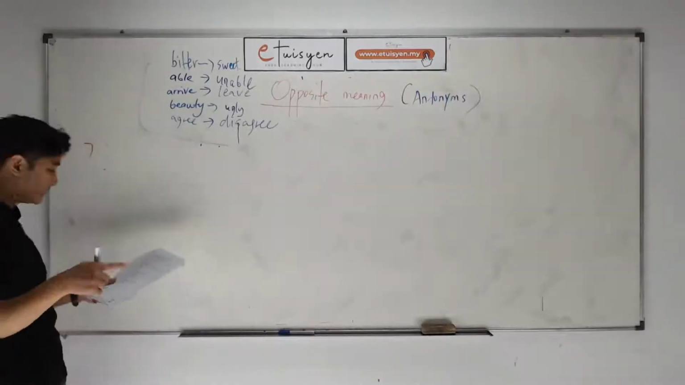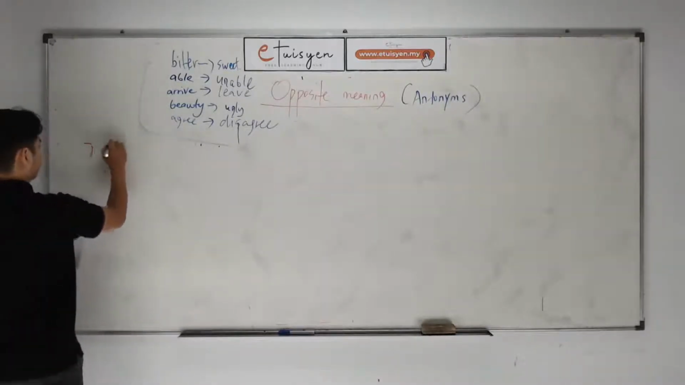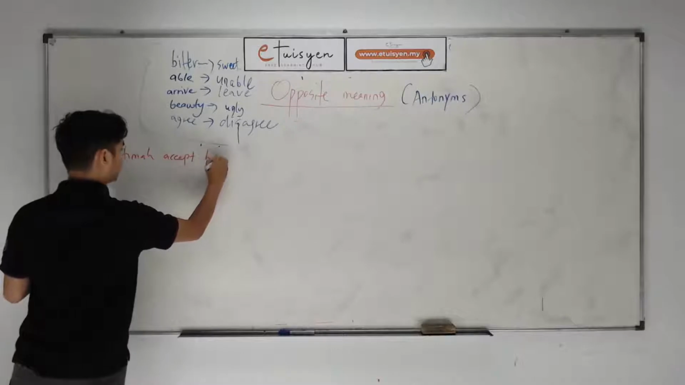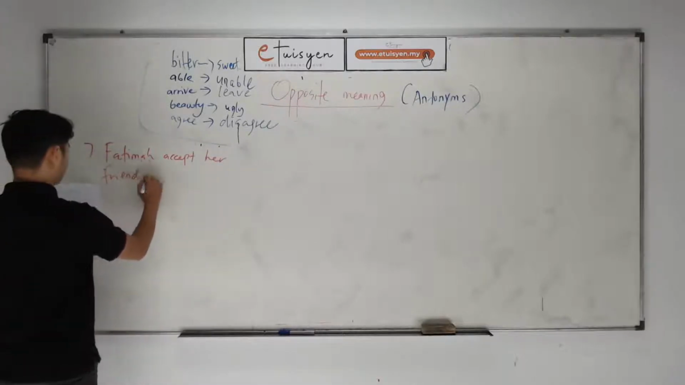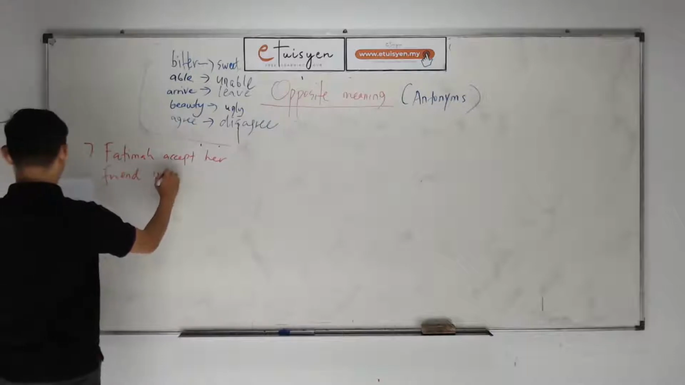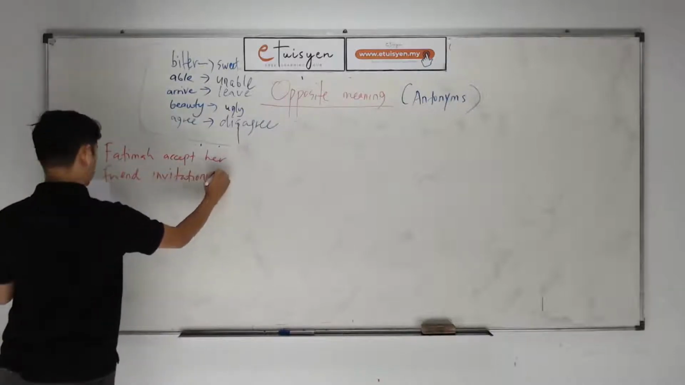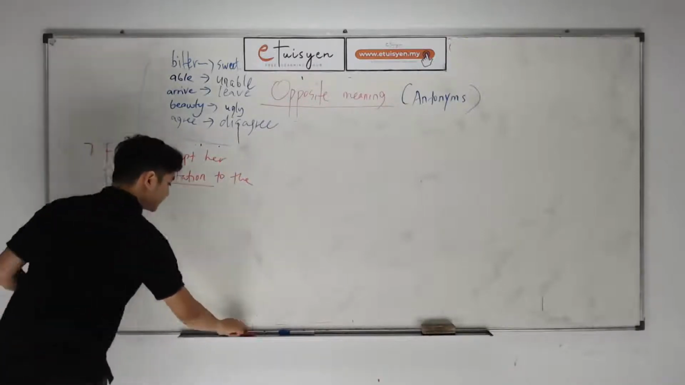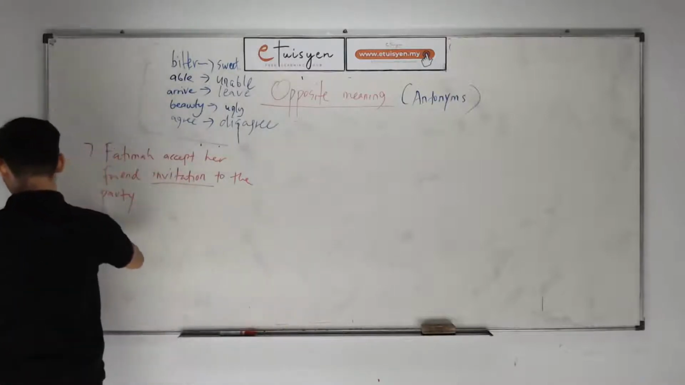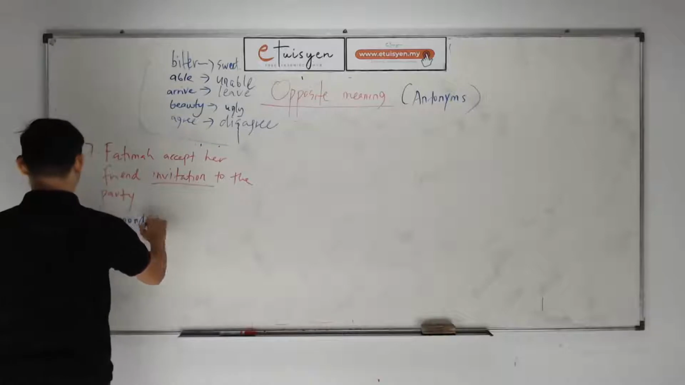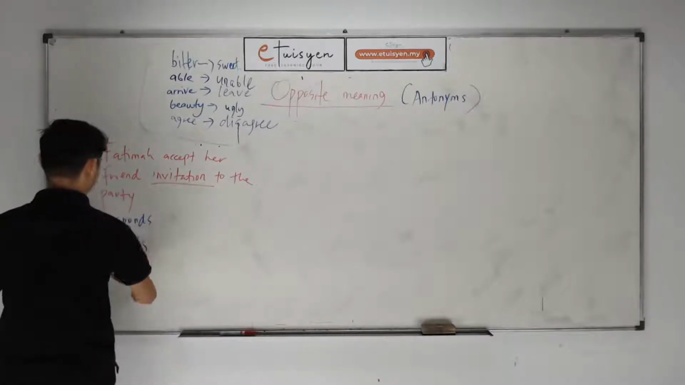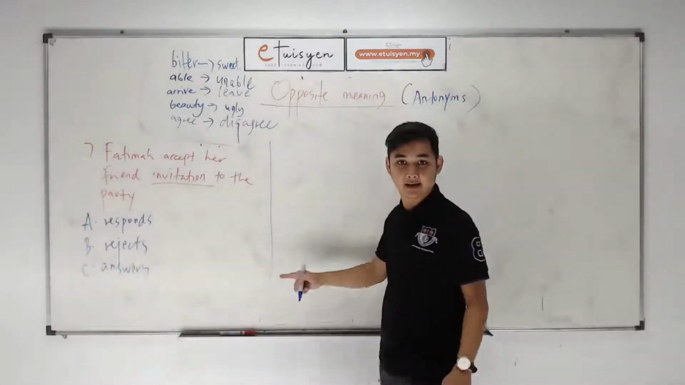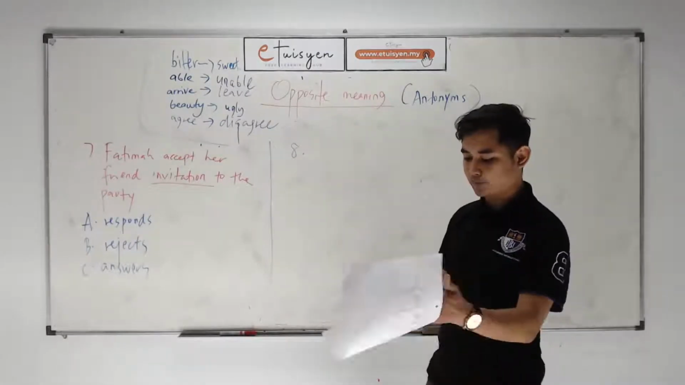Okay, number 7, let's read together. Fatimah accept her friend invitation to the party. Okay, so we have A respond, B reject, and C answer. All right.